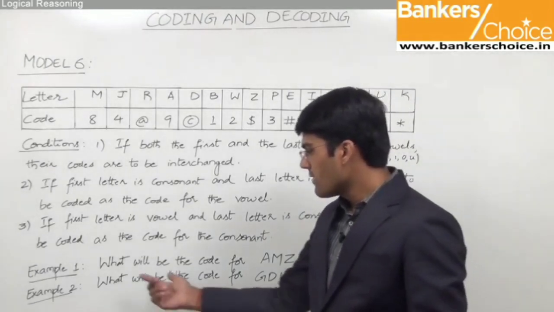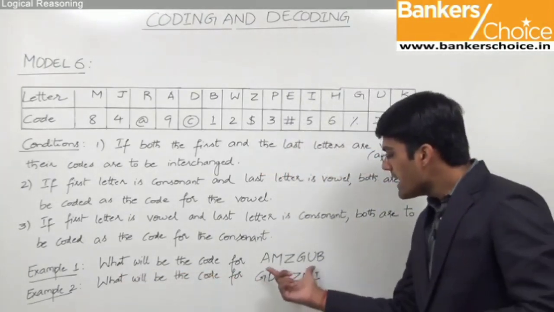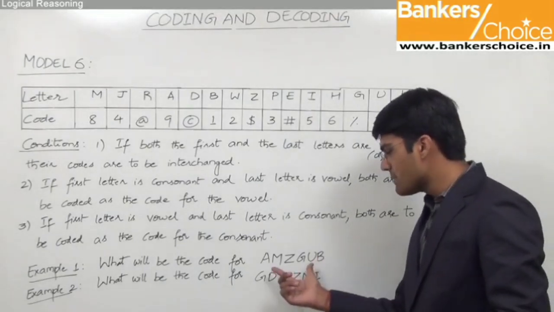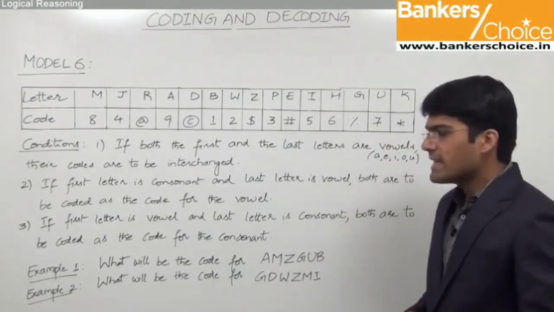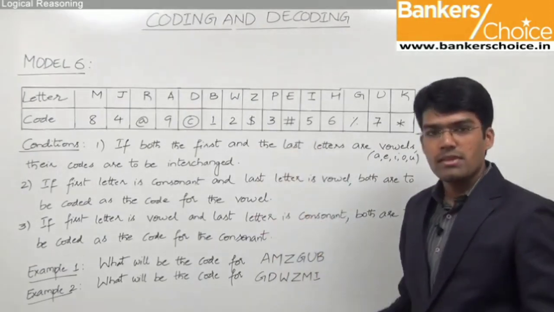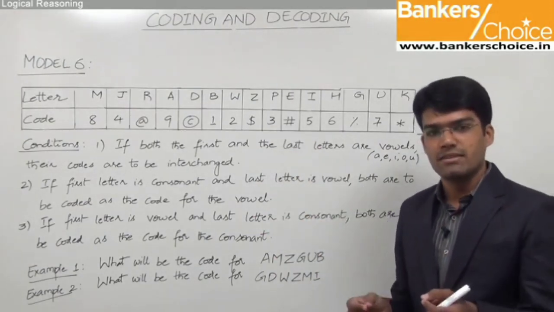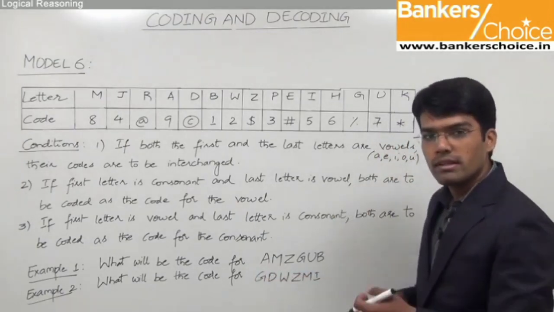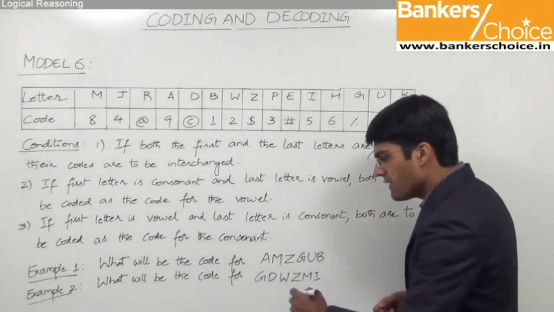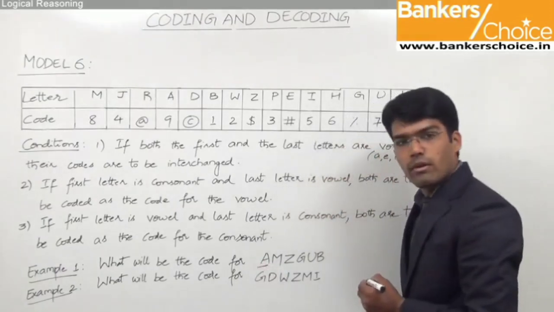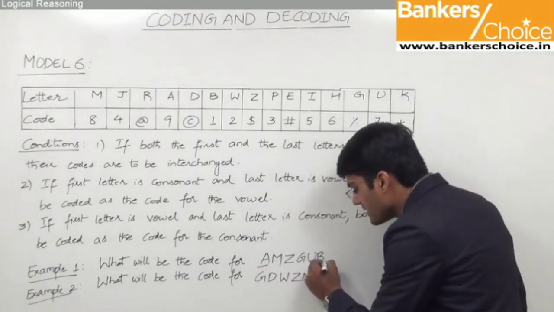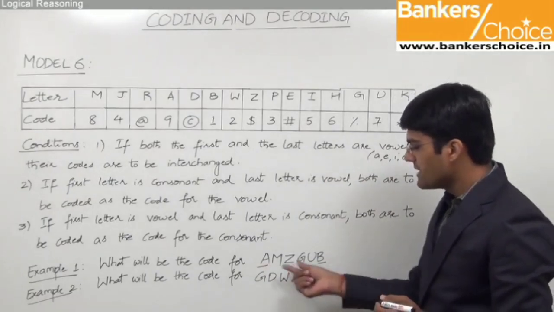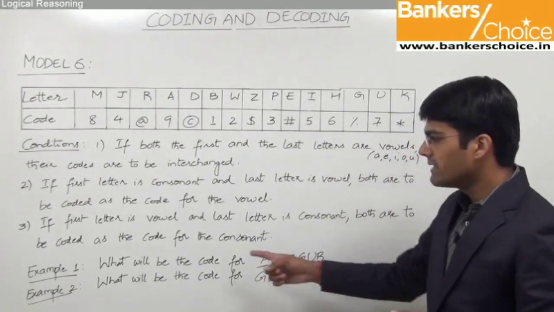The first question here is, what will be the code for AMZGUB? So this is the given word. Now as you have seen, the conditions are based only on the first and the last letters. So let us identify the category of the first and the last letters and do the coding as given in the conditions. Here the first letter is a vowel, that is A, and the last letter is a consonant, B. And the condition which is given for first letter vowel and last letter consonant is the third condition.